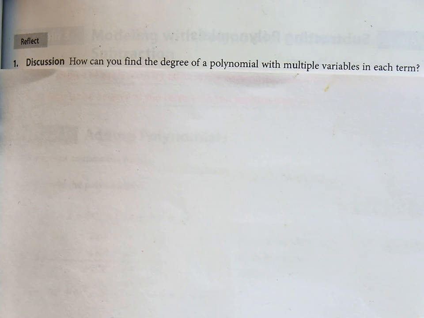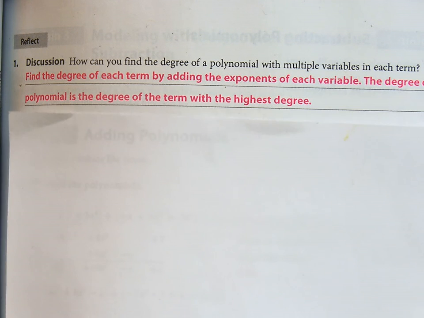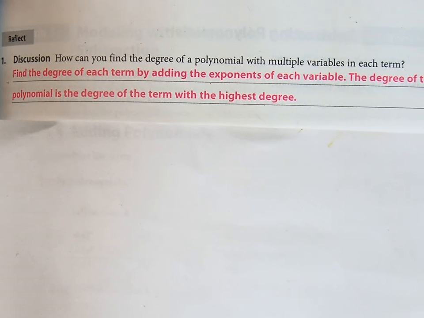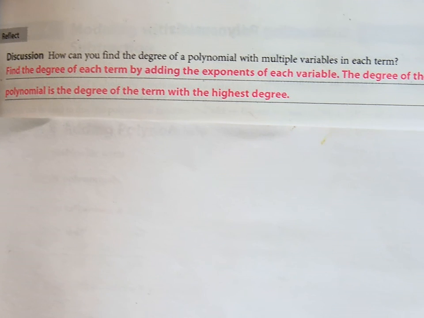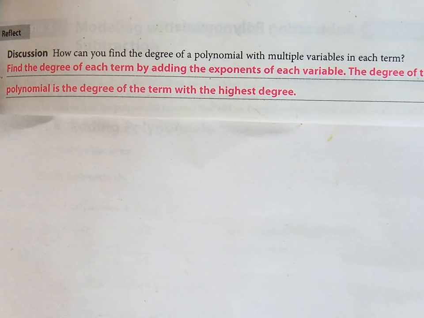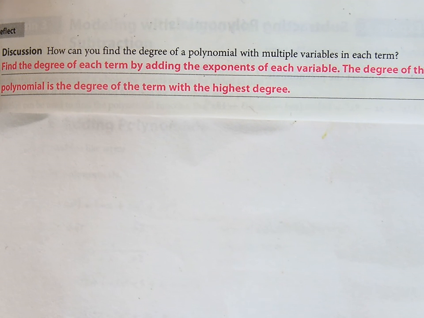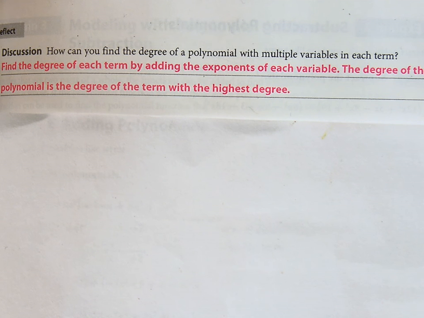Okay, so let's just check our concept. So you can find the degree of each term by adding the exponents of each variable. The degree of the polynomial is the degree of the term with the highest degree. So that just means you'd add the exponents of each variable together is what you'd do, and then compare them.